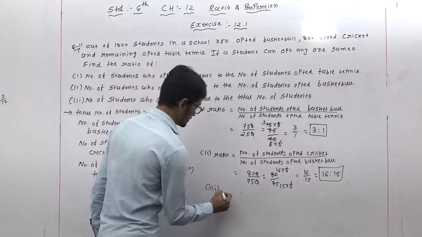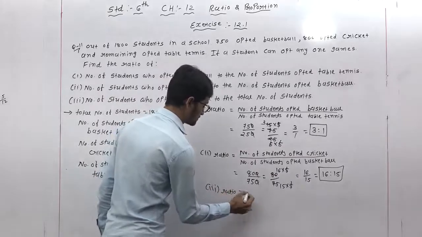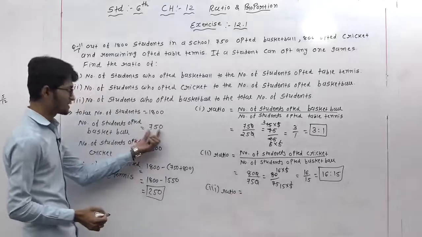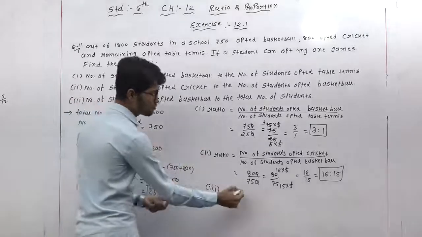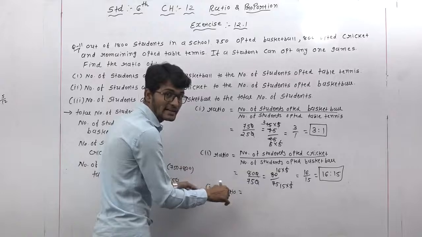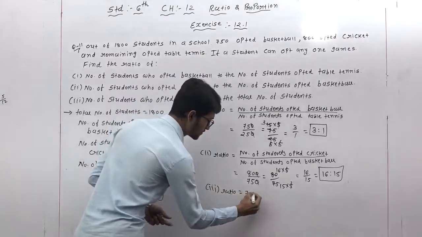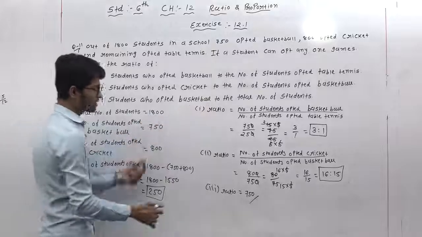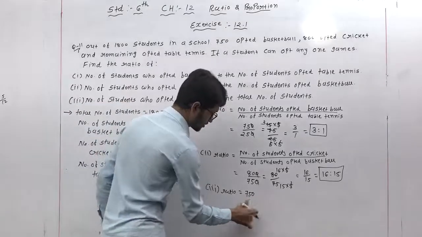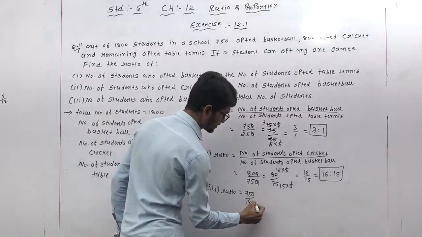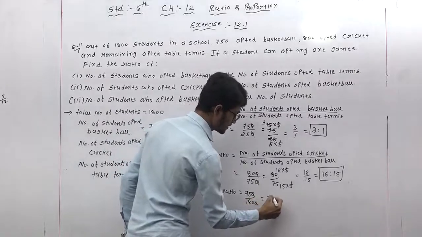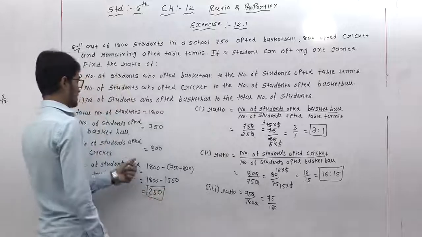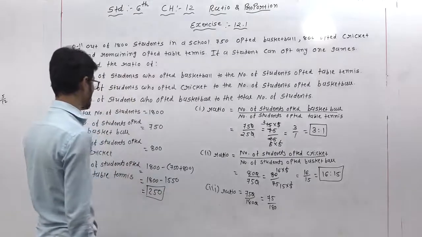So ratio is equal to. So in third question, first of all basketball. So how many students in basketball? 750. So dear students, I have to write directly. Okay. 750 and divided by total number of students. So total number of students is 1800. 0 cut. 75 and 180. Here is two remaining. 75 and 180.